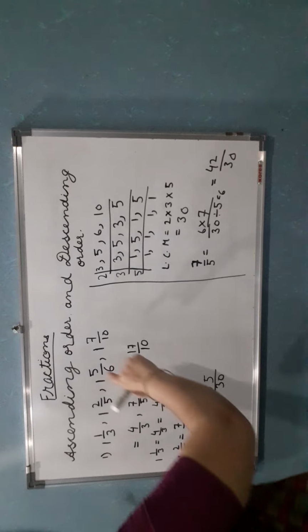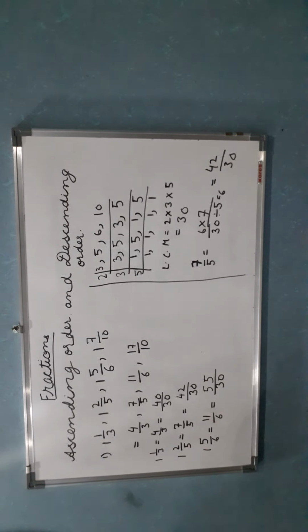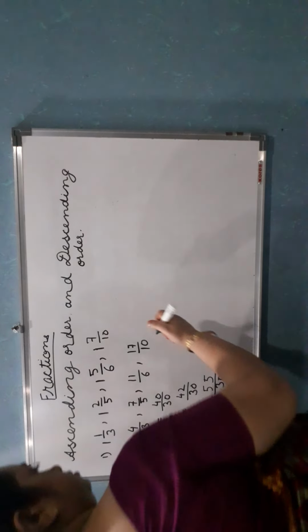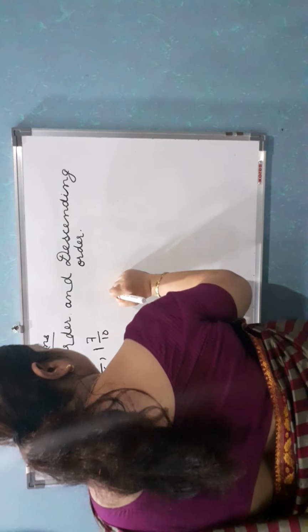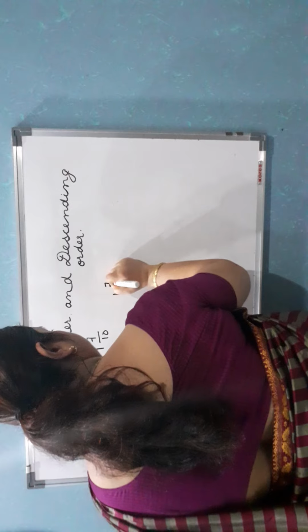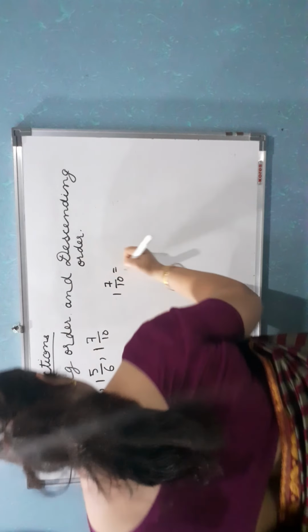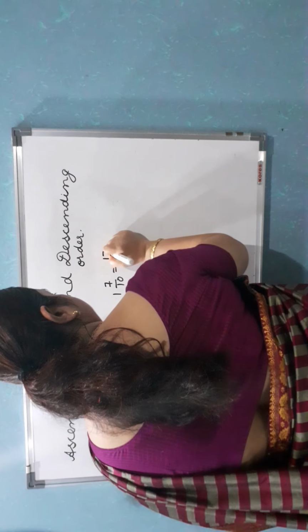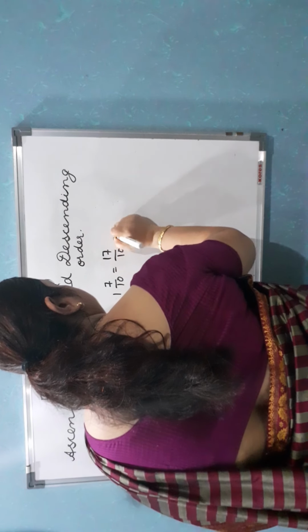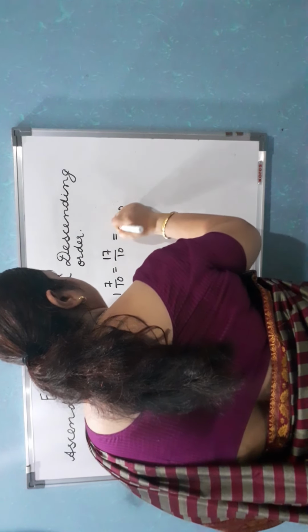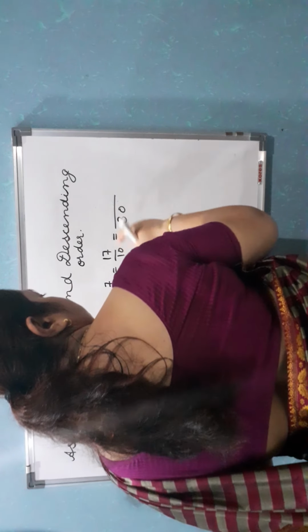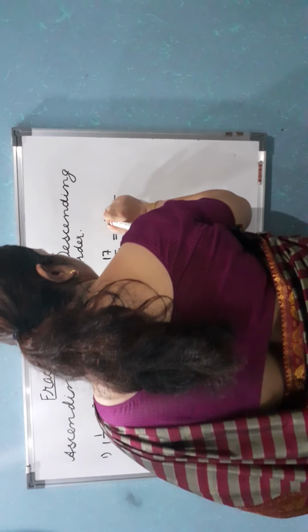Now let us take the last one. 1 7 by 10. So this will be how much? 17 by 10. Your LCM is 30. Then 30 divided by 10 is 3, and 17 into 3 is 51.